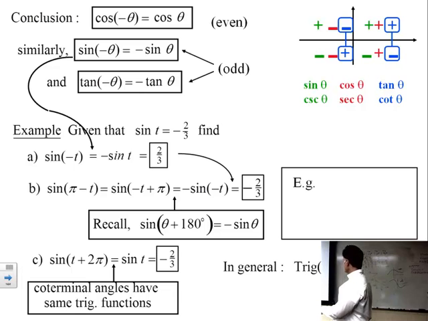So in general, for any trig function, if you add a complete revolution to the angle, you get the same value of the trig function. So trig functions of coterminal angles are equal. Any function that satisfies something like this is called periodic. And the length of the period is the length before it starts repeating. And in this case, the length is 2 pi.